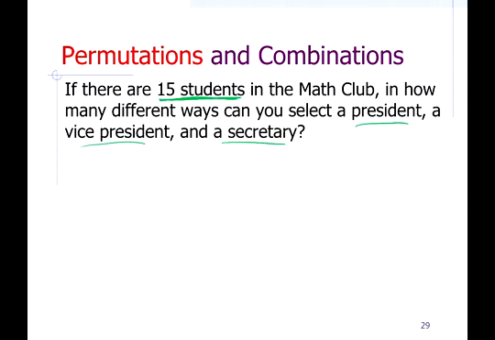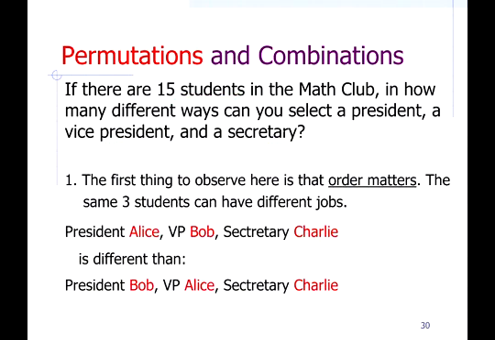But we're looking for permutations from a set of 15 objects. Well, in this case, the objects are students. So first thing to observe, order matters. When you're doing the homework, you're not going to see the word permutation or the word combination. It's not going to say, how many permutations of this are there? You're going to have to read the problem and determine, is this problem talking about a permutation?